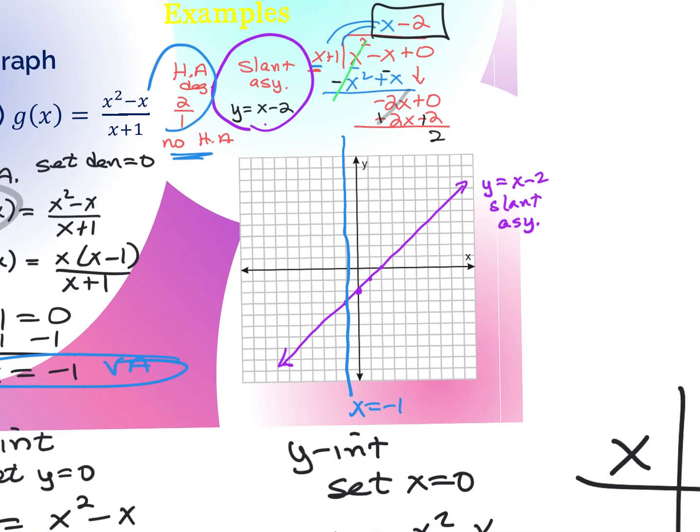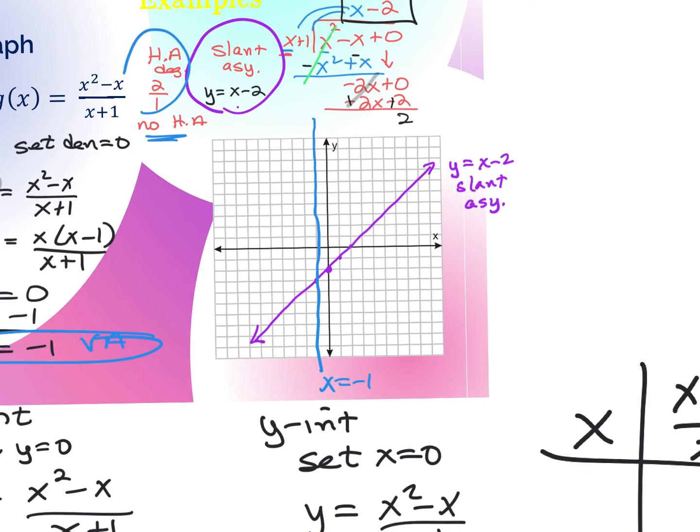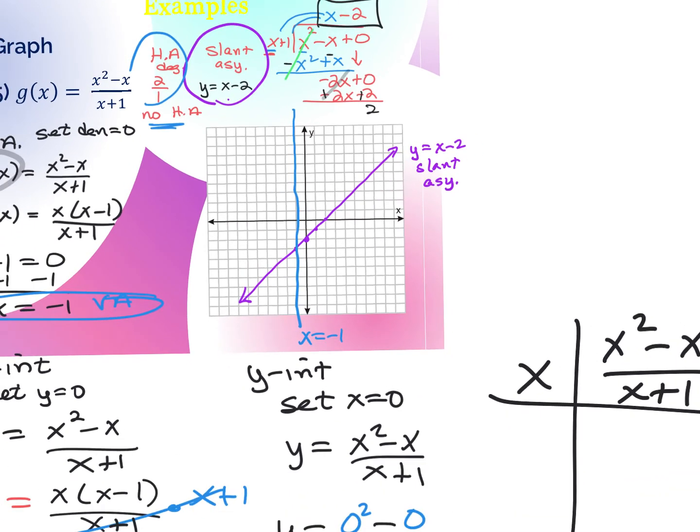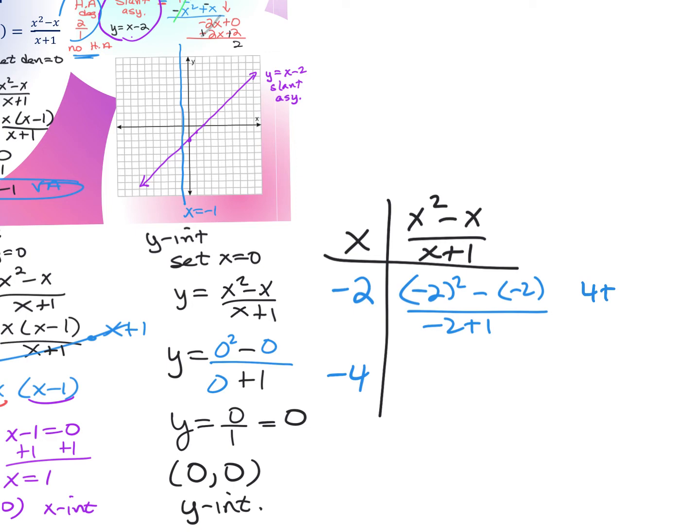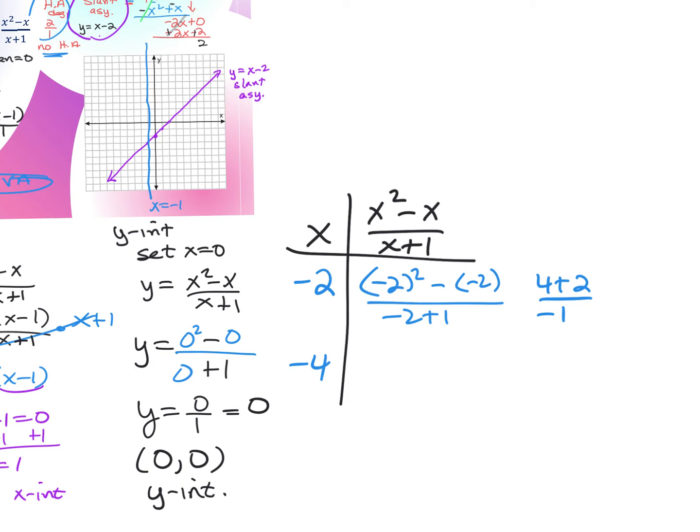So here what we're going to do is pick a number for x that is to the left of my blue line. Actually, I'm going to plug in -2. So again, here's my little chart here. I'm going to plug in -2, and I'm also going to plug in -4. So when I plug in -2 and square it, minus -2 over -2 plus 1, this gives me 4 plus 2 over -1, and this gives me 6 over -1, which is -6, so I can graph the ordered pair -2, -6.